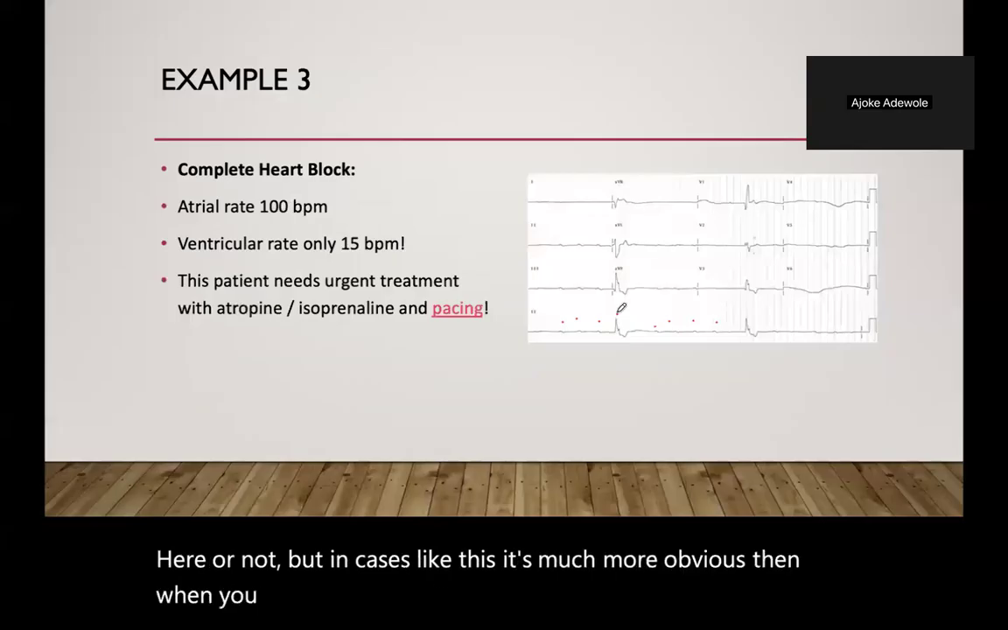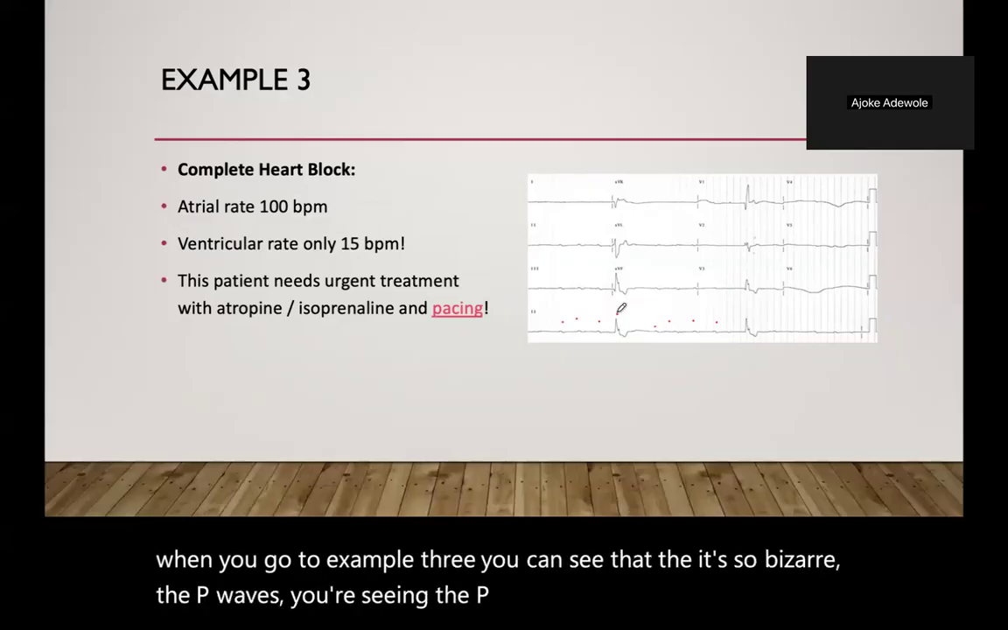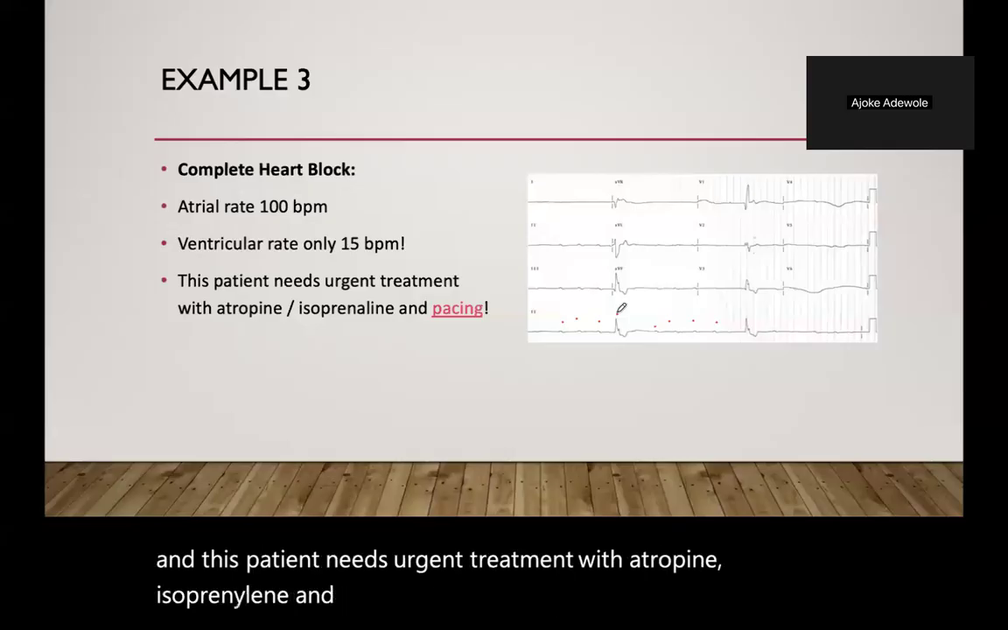Then when you go to example 3, you can see that it's so bizarre. You're seeing the P waves occurring regularly, but the ventricular rate is just 15 beats per minute. And this patient needs urgent treatment with atropine, isoprenaline, and pacing.